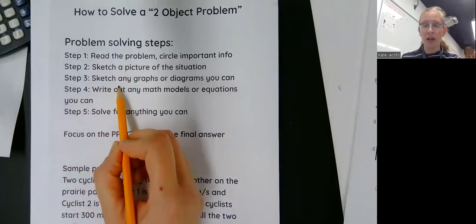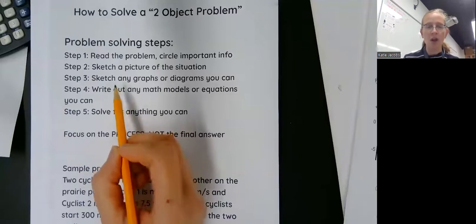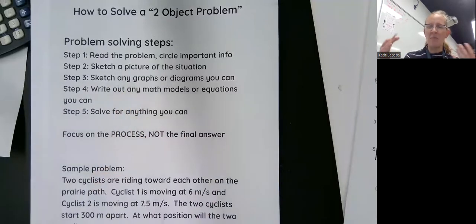For this unit, for constant velocity, we're definitely going to be sketching out a position versus time graph and a velocity versus time graph. Step four, write out any math models that match those graphs or equations that you know that fit the graphs or fit the situation. And then step five, solve for anything that you can.